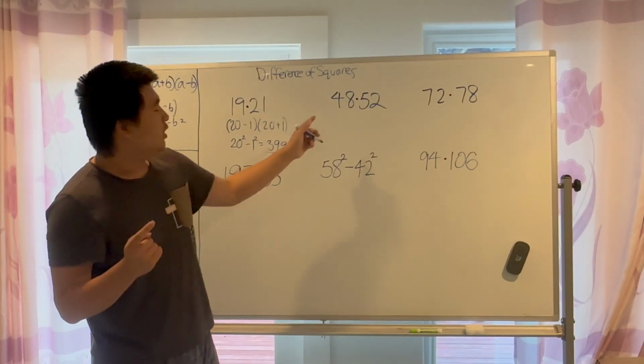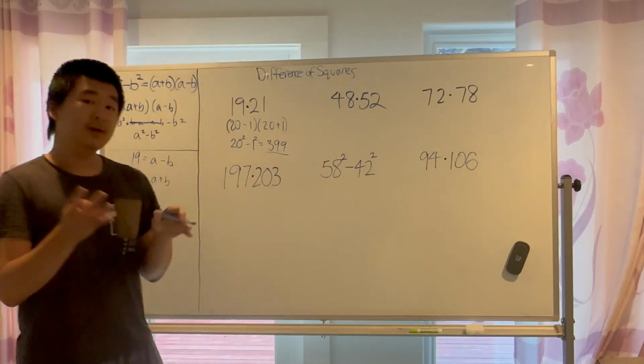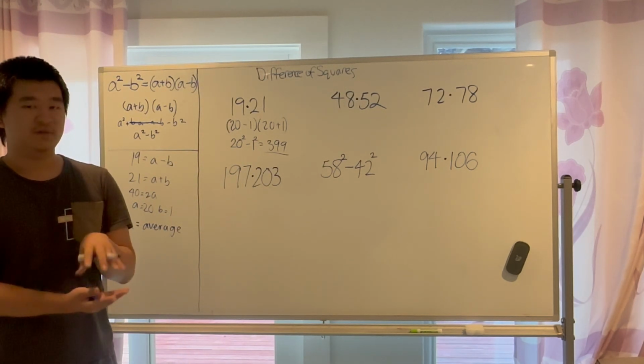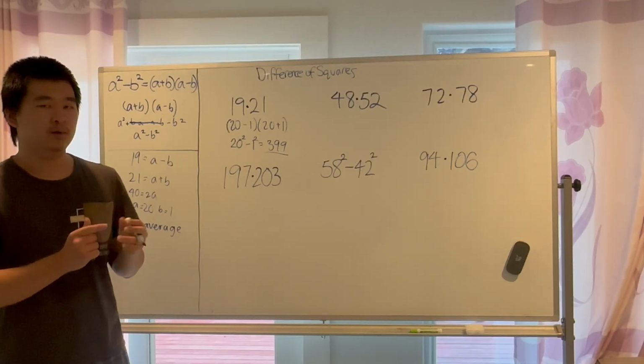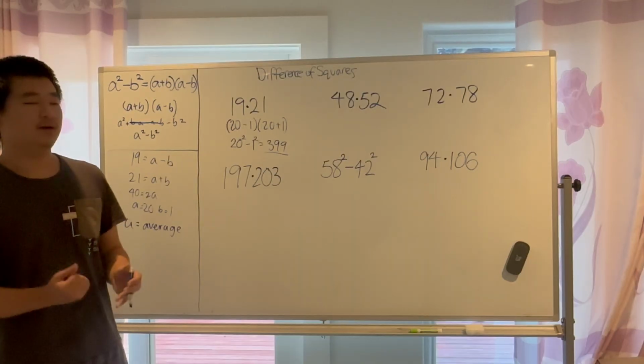Well, essentially, whenever these two numbers add up to something nice, maybe a multiple of 10 or a multiple of 5, you know that we should probably use difference of squares, because multiples of 10 and multiples of 5 are easy to square. And what we're looking for is easy calculations.